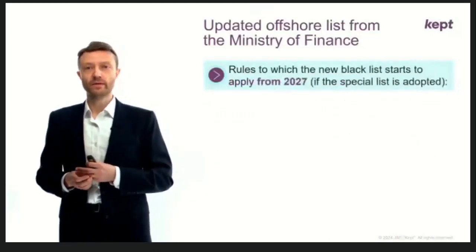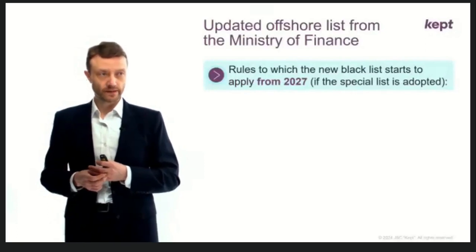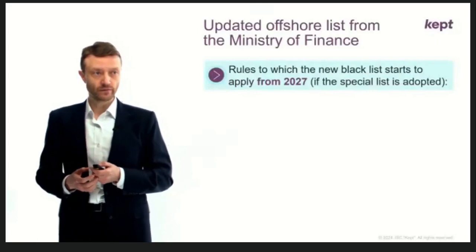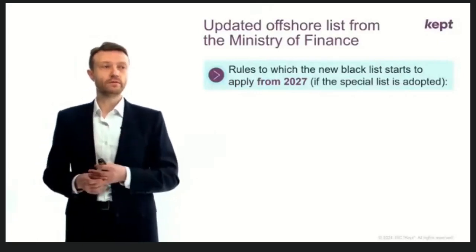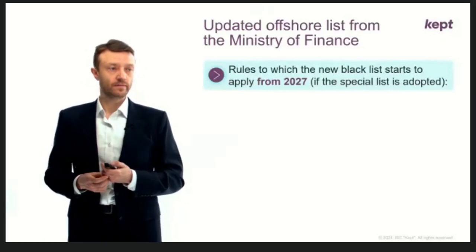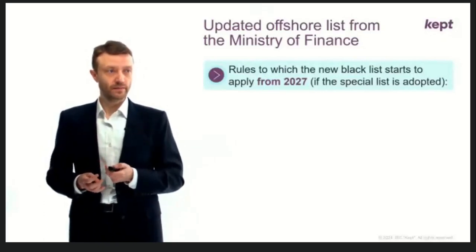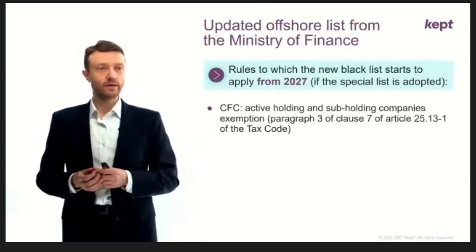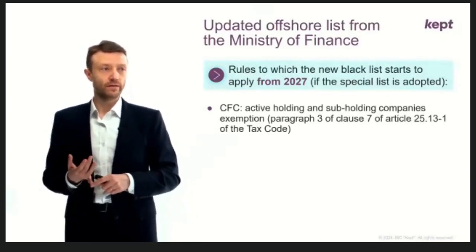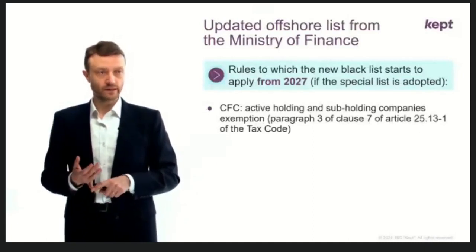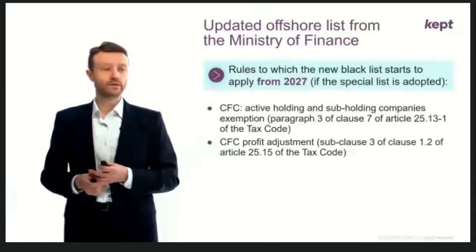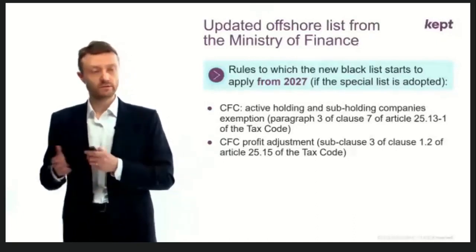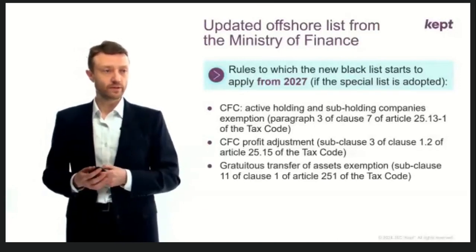Okay, but there are incentives which will not be affected by the new and expanded blacklists until the end of 2026, and only starting from 2027 the broad list is going to apply. But before that, the special list is going to be used, which is, as I said, much narrower than the new list. These exemptions include the exemption for active holding and supporting companies for CFC purposes, and CFC profit adjustments for companies that were subject to sanctions and entities and owners of such companies.